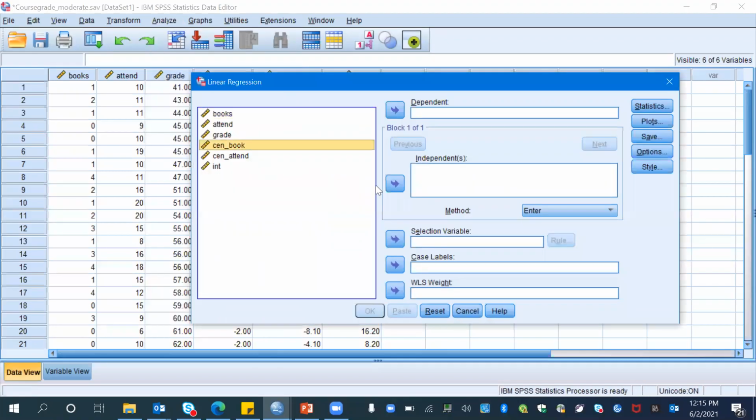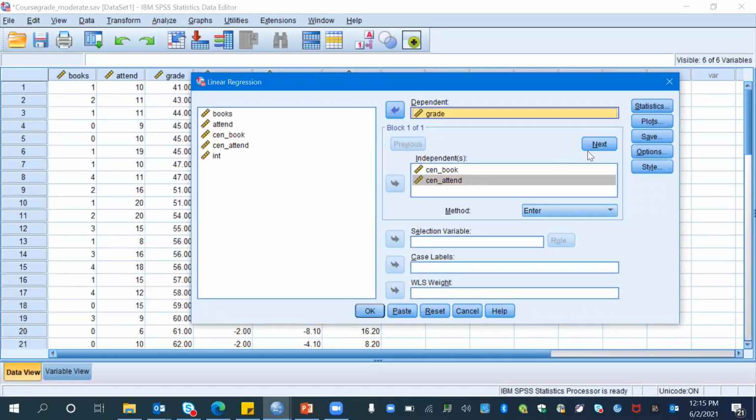The first thing I'm going to do is I'm going to put centered books and centered attendance as step 1 for my regression. Grades is my dependent variable. And then in step 2, I'm going to put my interaction. So ultimately, I'm running a hierarchical regression here, where I'm running it in steps, where step 1 just has my individual centered variables, and then step 2 adds the interaction.